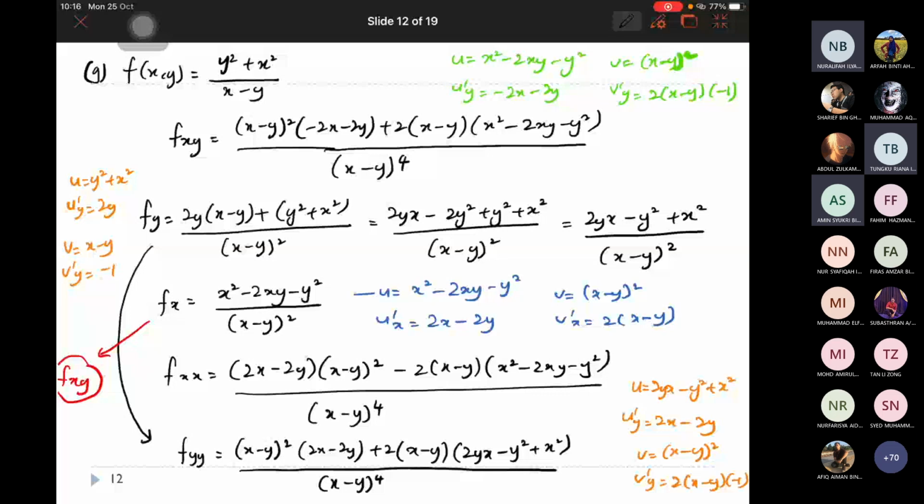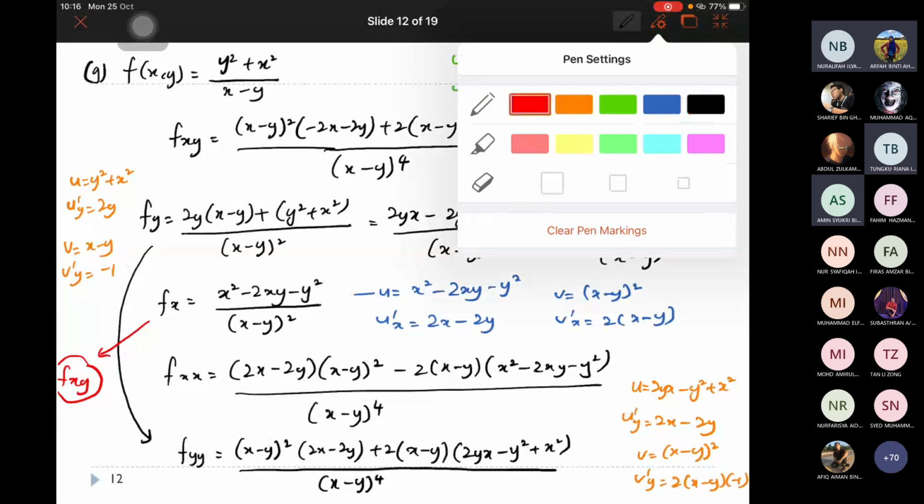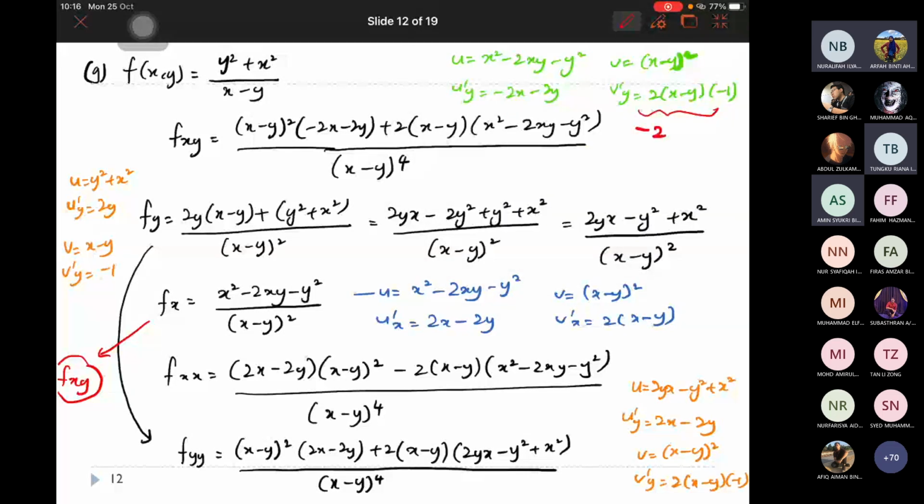Doctor, why does the middle one become positive and not negative? Because this one is negative 2 (x minus y), so minus with negative 2. That's the reason why it becomes plus. Thank you. Okay.